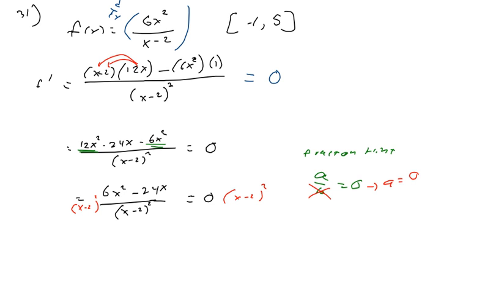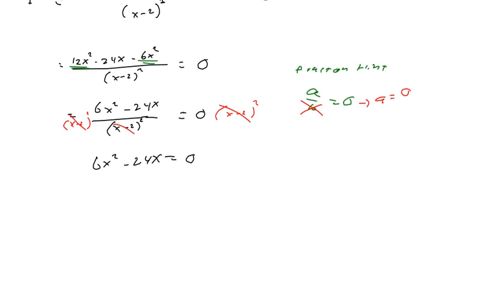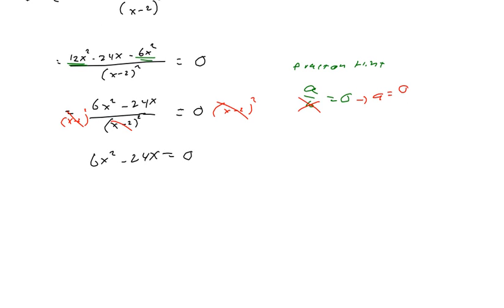So you can kind of imagine that this cancels out, and I've got 6x squared minus 24x equals 0. And now that's something I can solve. So whenever you have a fraction equal to 0, only the top part is really what matters. This top part has to equal 0.